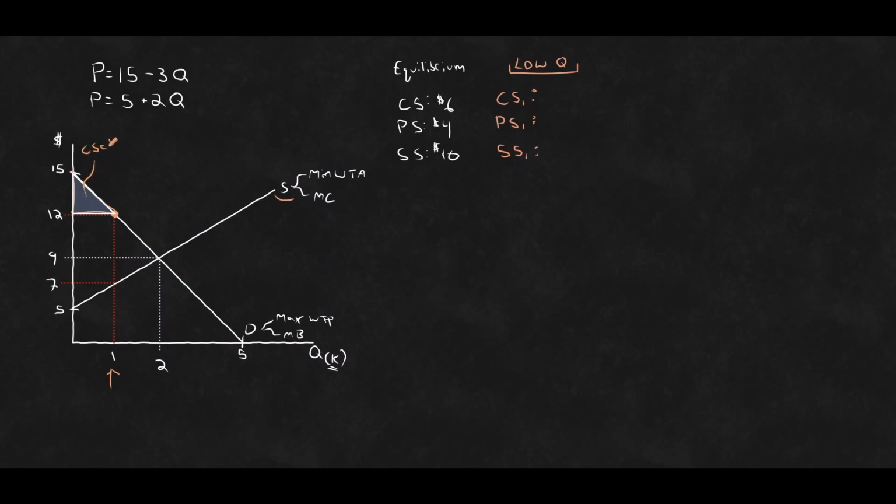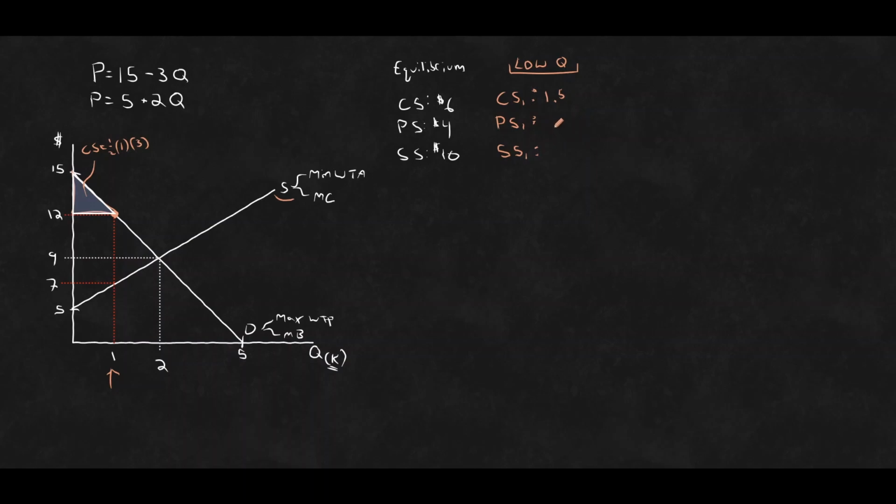And all that is just a triangle. So we can go 1/2 base. What's our base? Only a base of 1. Times height, we have 15 minus 12 is 3. So 1/2 of 3 gives us 1.5 as our consumer surplus. We see consumers have significantly lost.